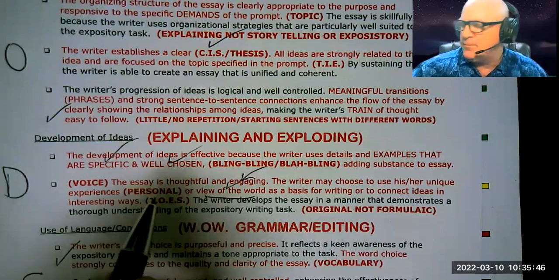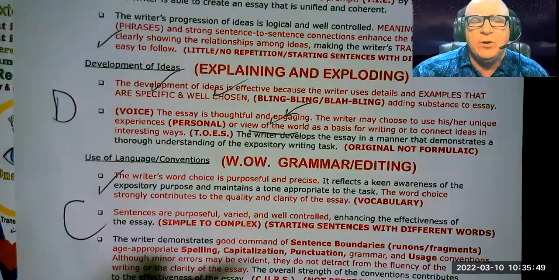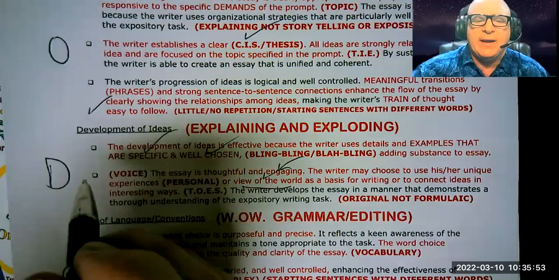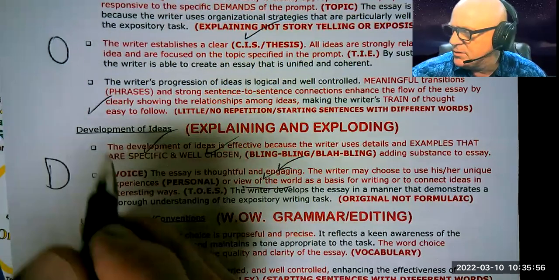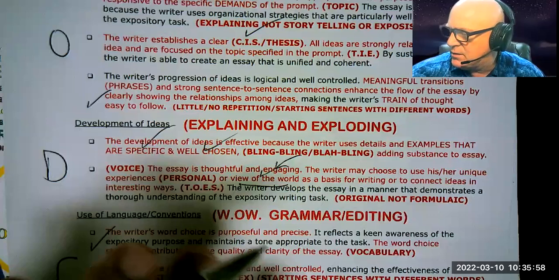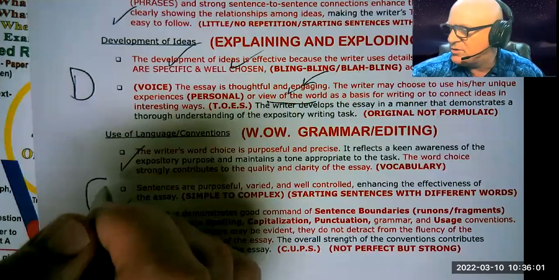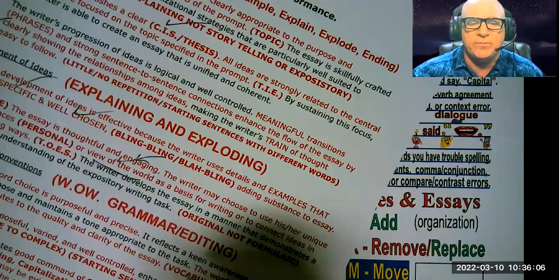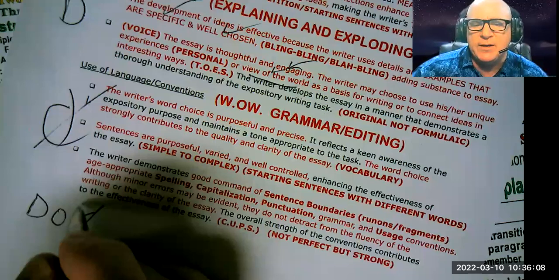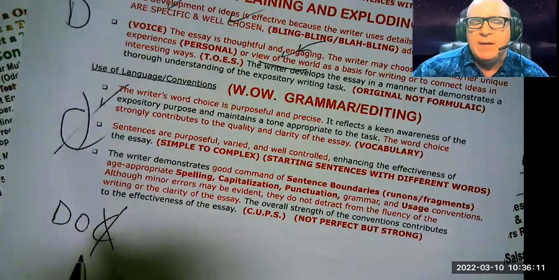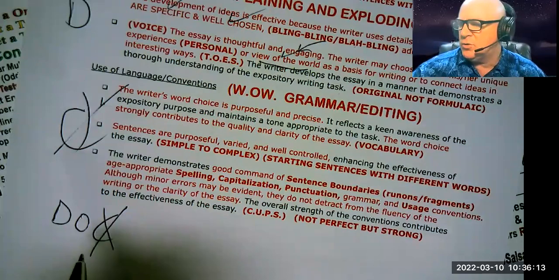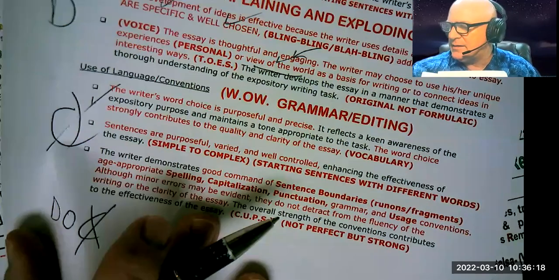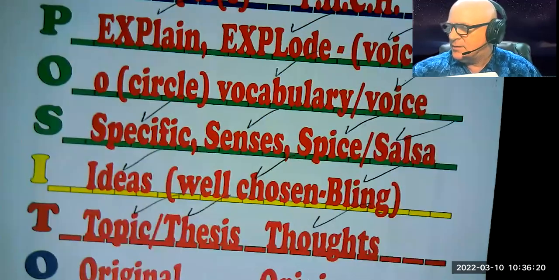Now, if I have the D and the O, lots of development with voice and lots of organization, but I do not have good conventions, it's like saying I have doc without the C. Papers without good conventions are doo-doo. And I don't mean to be gross, but that's basically making the reader eat poop. So where do I have that? Inside my paper.